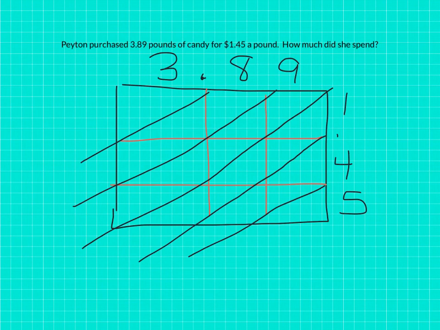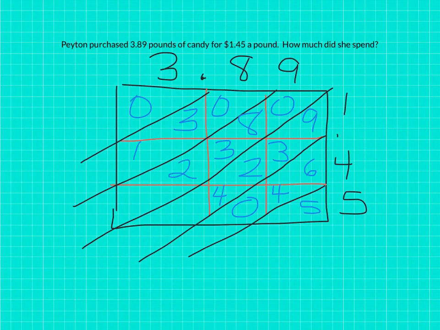So here we go. 9 times 1 is 9. 9 times 4 is 36. 9 times 5 is 45. 8 times 1 is 8. 8 times 4 is 32. 8 times 5 is 40. 3 times 1 is 3. 3 times 4 is 12. 3 times 5 is 15.